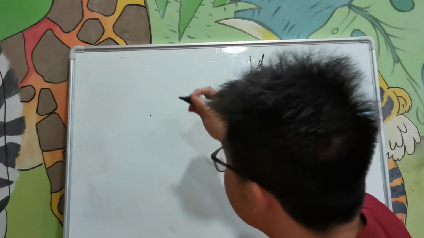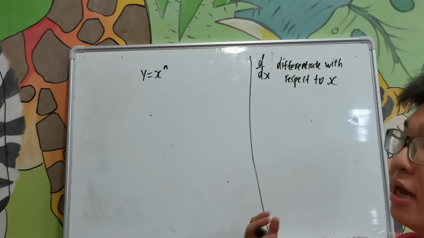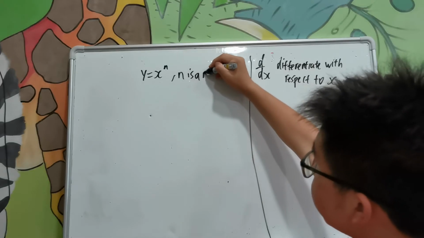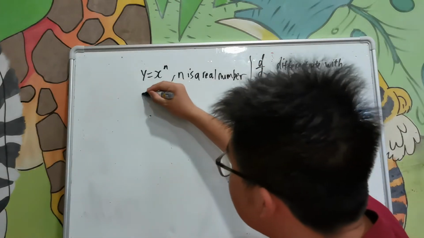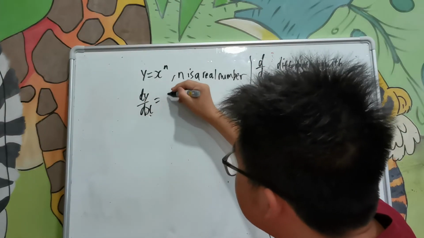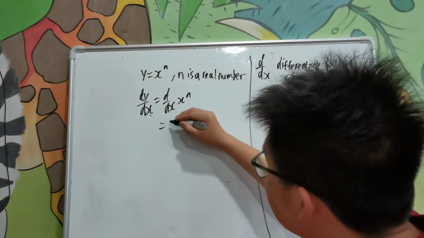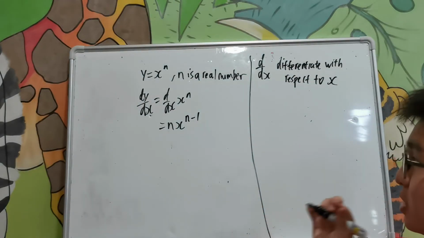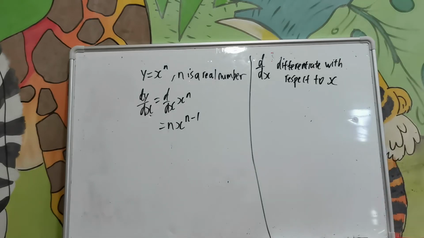Let's say I have a function y equals x power n, alright? And n is any number, n is a real number. Then dy dx equals d dx of x power n will be equal to n times x power n minus 1. This is the most basic rule of differentiation, because polynomial functions are among the easier functions to see.